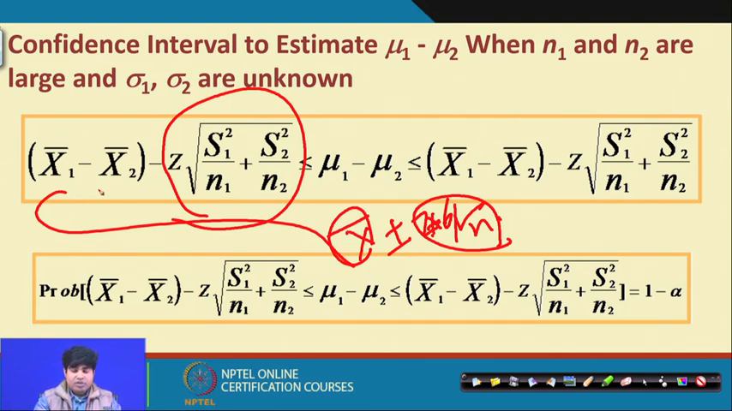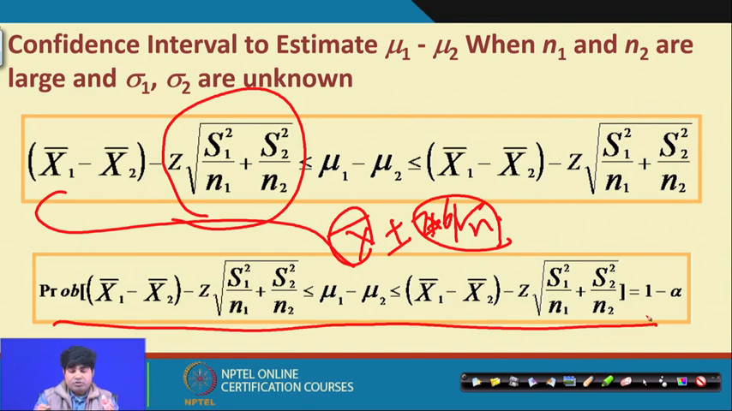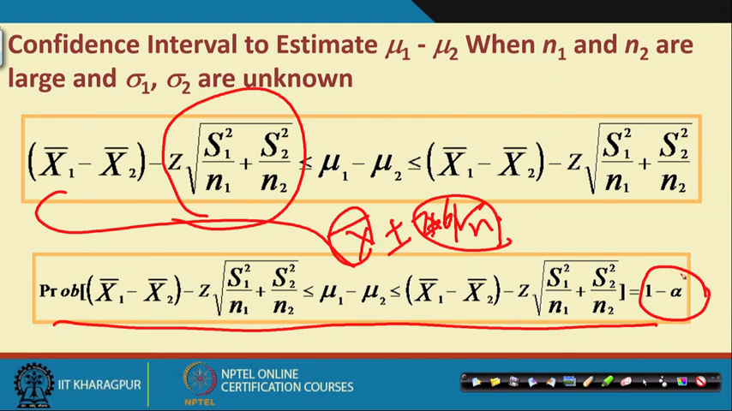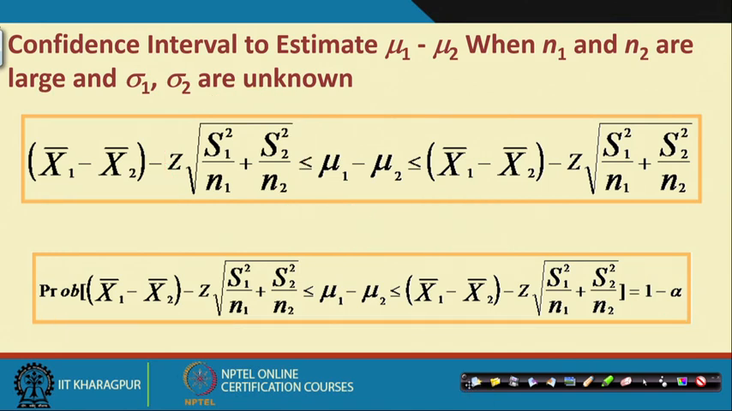So, this is the typical representation. The probability of this confidence interval is called 1 minus alpha, because we put alpha by 2 on both sides, and we create the confidence interval with the total probability of 1 minus alpha. In the next slide I will show you the structure.